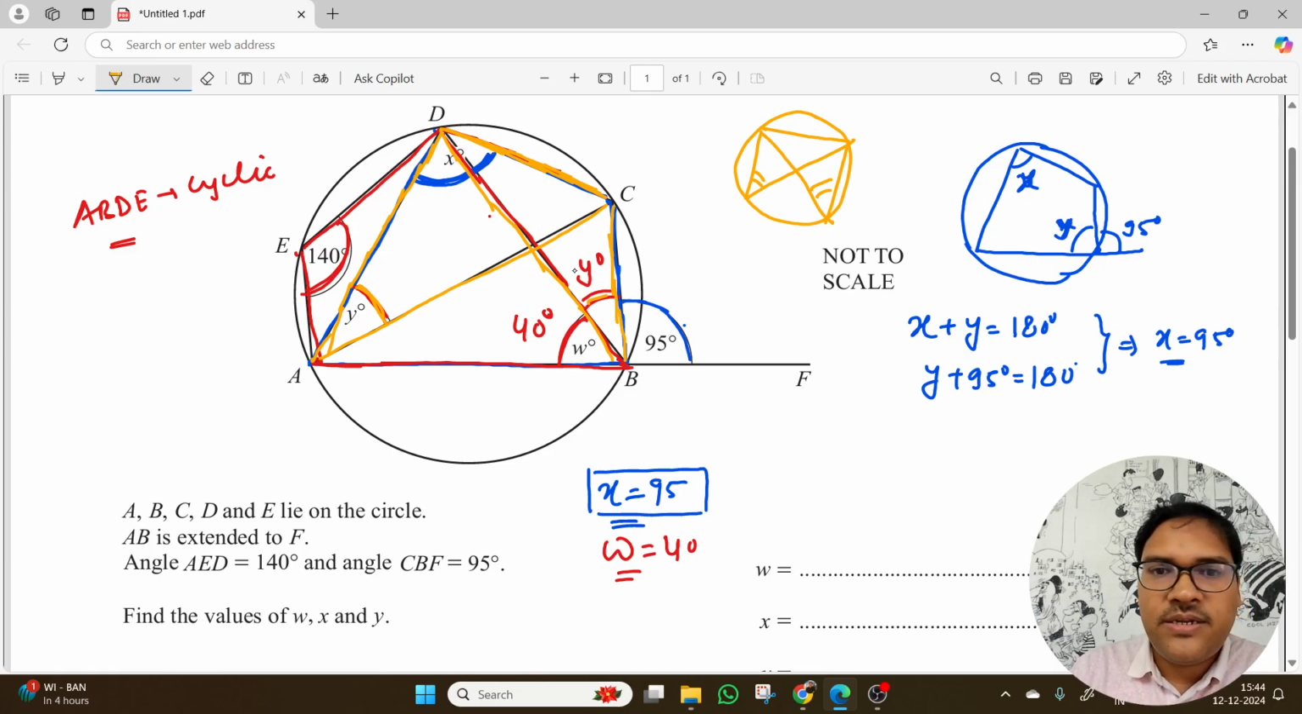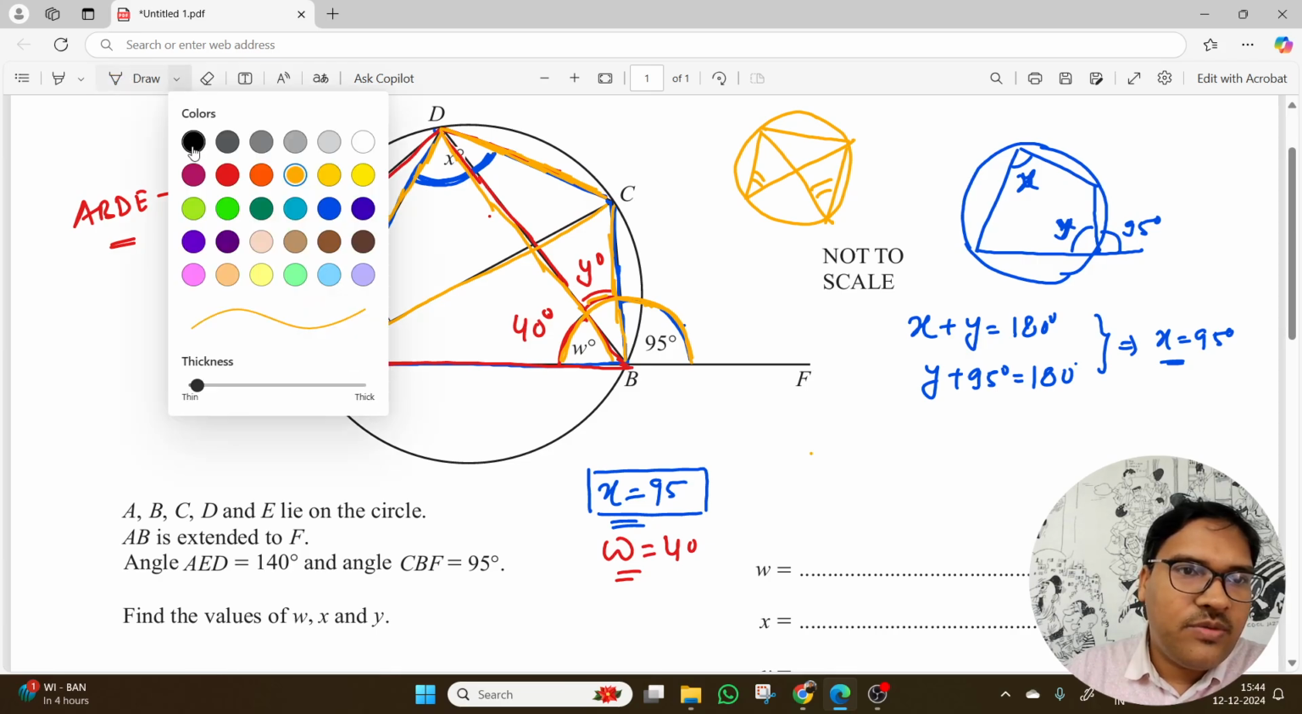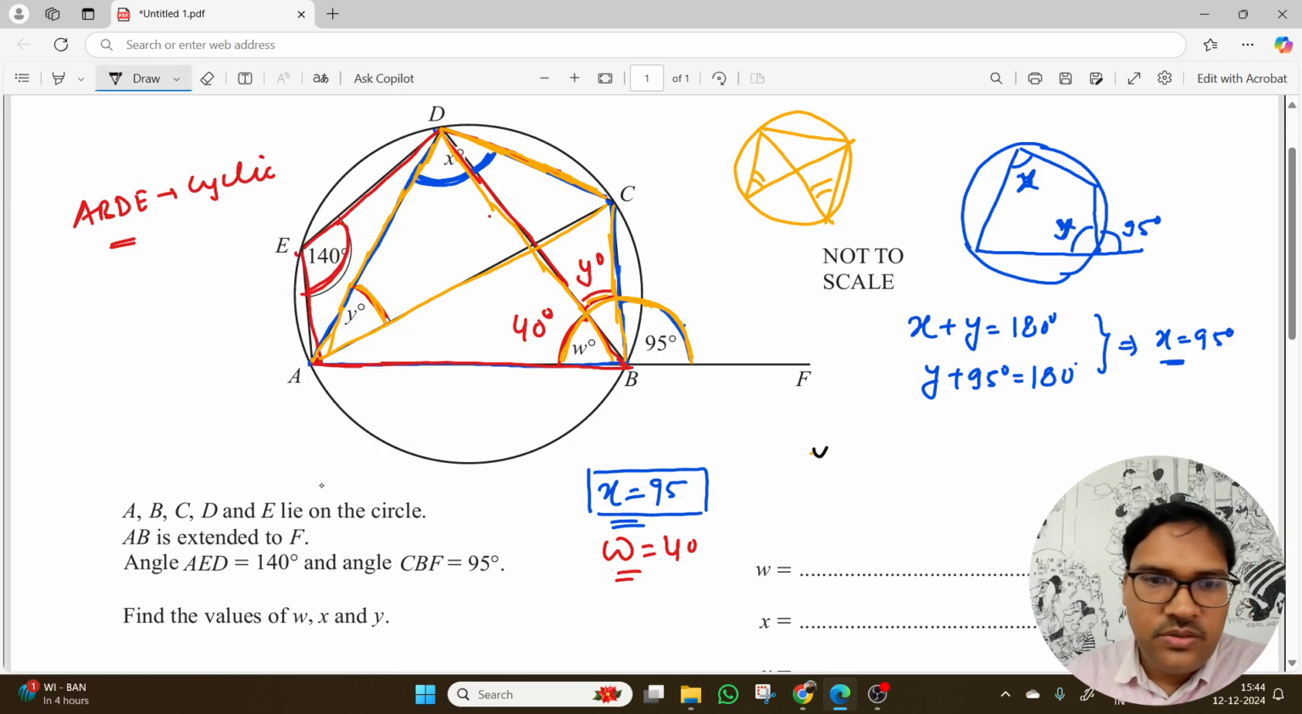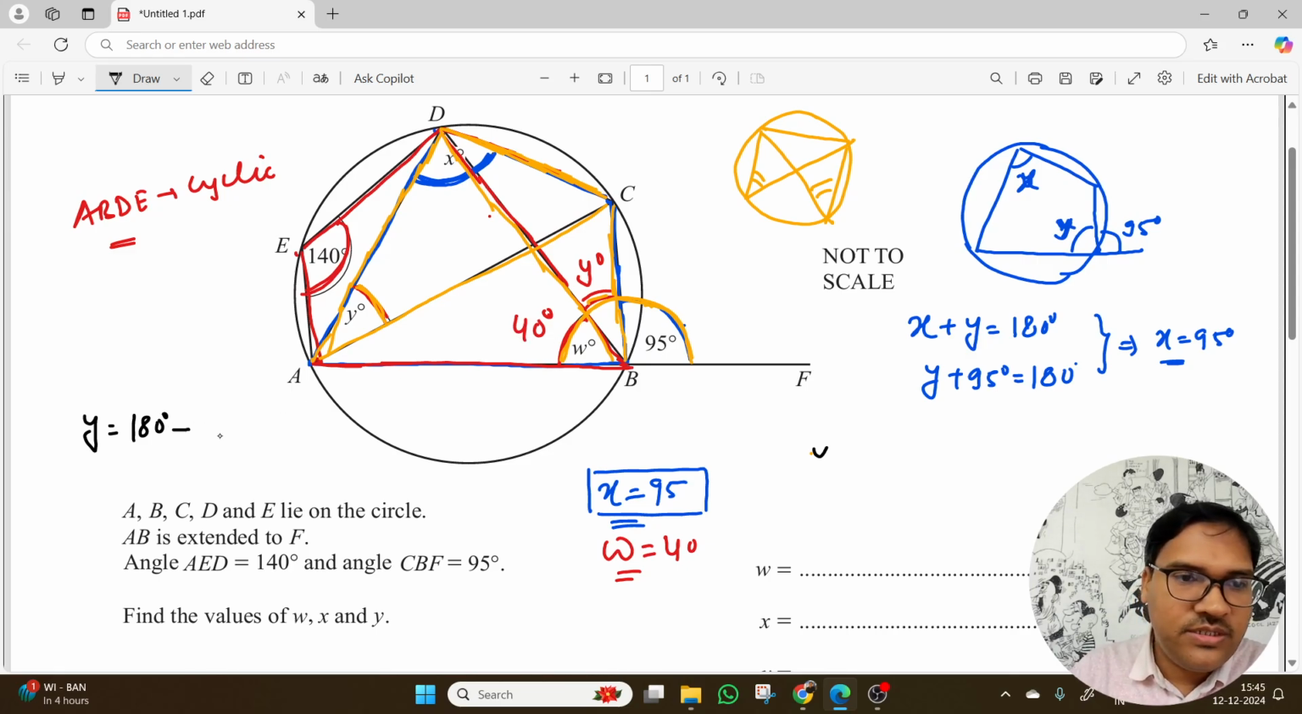This is y degree. Now you see, this is a straight line, so the sum of all these angles should be equal to 180 degrees. So can I say this is y? What is y? Y will be equal to 180 degrees minus, this is already 40 plus 95, which is 135 degrees.